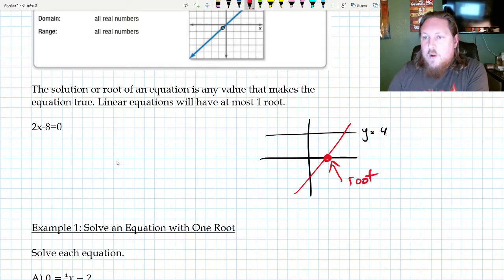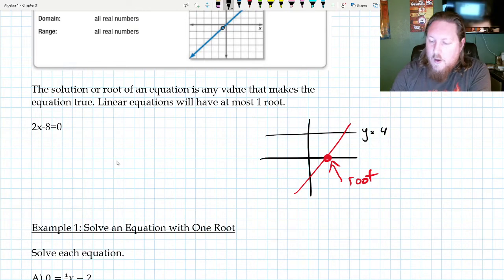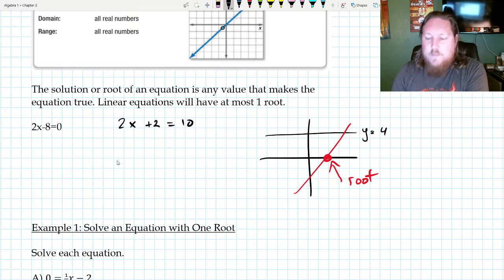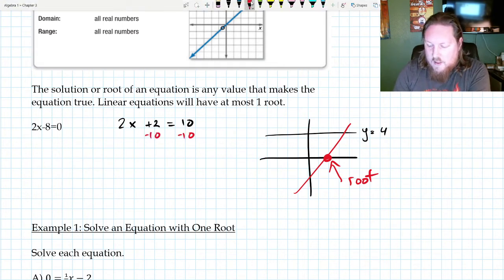All right? So the whole idea is we want to take what could be a normal equation like 2x - 8, and they usually don't start out like that. Sometimes they do, but usually it's like 2x + 2 = 10. And what we have to do is get one side of the equation equal to 0. So we subtract 10 from both sides, and we get 2x - 8 = 0. And what we do is we change that 0 out for a y. 2x - 8 = y.